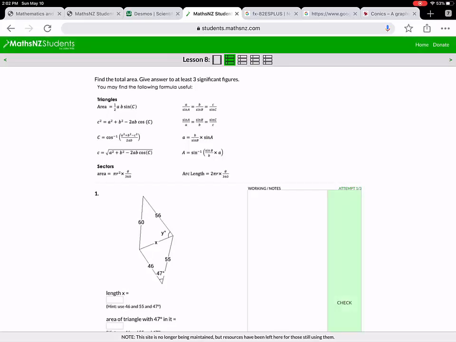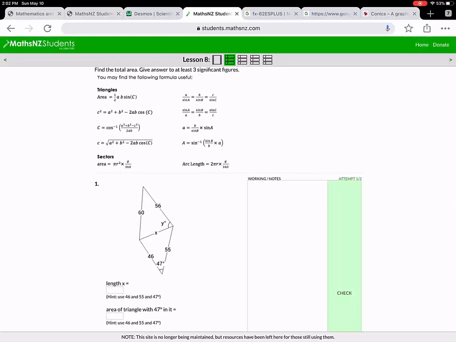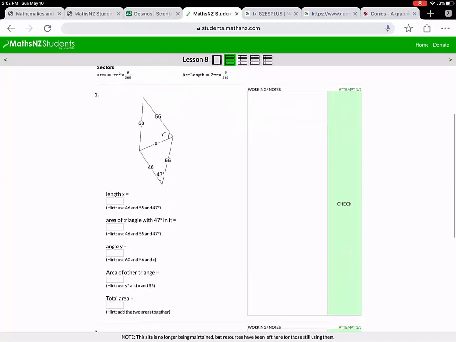students.mathsnz.com. On this page at the top, they have some formulas. These are similar to the formulas that we've been using, but they are not exactly the same as the ones we've been writing down. So I strongly recommend that this is the time that you make your own formulas page because you get to use it on the assessment. On this page, they walk you through the steps as to what to do to find all the sides, all the angles, and then potentially the area.